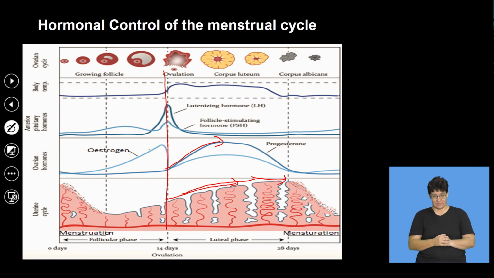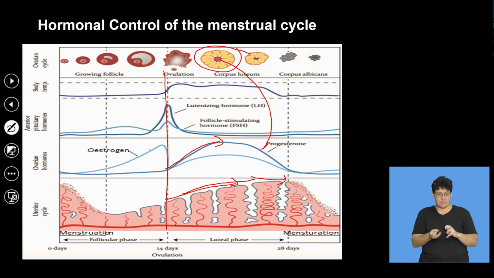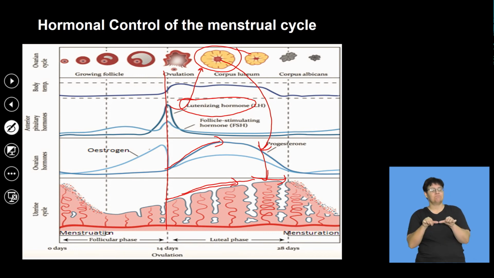This is all due to the release of progesterone from the structure called the corpus luteum. Let's try and understand what maintains the corpus luteum. The corpus luteum is maintained by the luteinizing hormone. So after day 14, the corpus luteum is maintained by LH, and in turn, the corpus luteum stimulates the production of progesterone, and we see that the progesterone now thickens and maintains the lining of the endometrium.